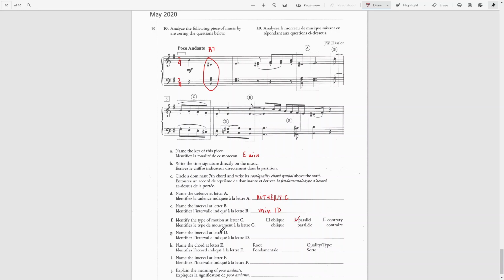Name the interval at letter D. At letter D we have a D natural and a G sharp. The 4th note of D major is G natural, so this makes it an augmented 4th.